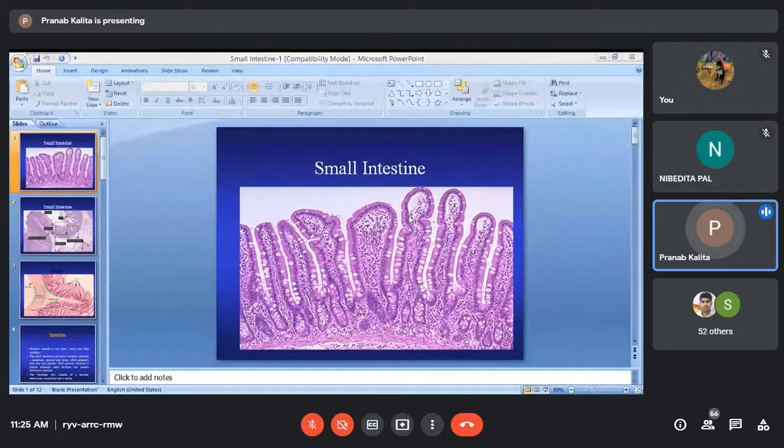Is this clear to you? Duodenum, jejunum and ileum, cecum, colon and rectum. Okay?